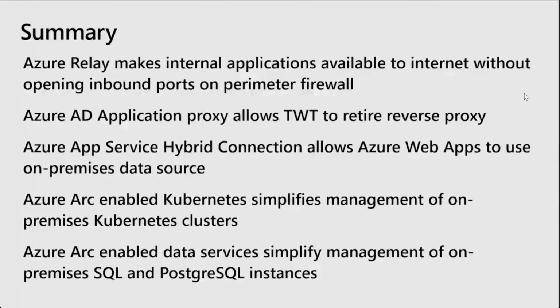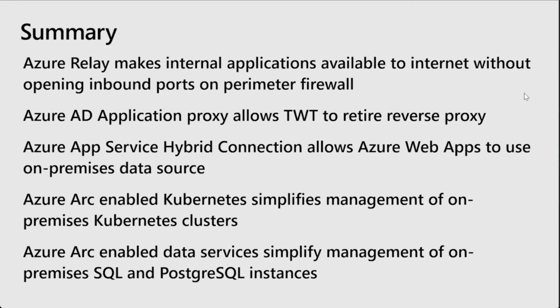Anyway, in this session, I talked about how you could use Azure Relay to make internal applications available to the internet without having to open inbound ports on your perimeter firewall. In this session, I showed you how you could use Azure AD Application Proxy to allow Tailwind traders to retire their reverse proxy for applications that required on-premises Active Directory authentication.